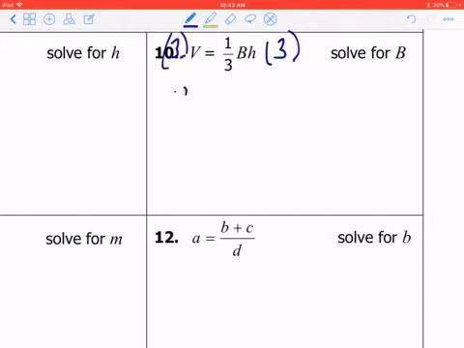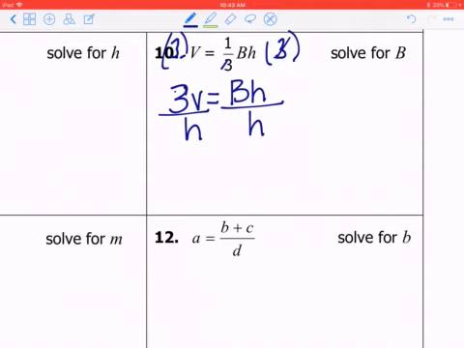Okay. Then I have 3b equals, b's cancel, and we're left with bh. I'm solving for b, so I need to undo the multiplication by dividing, and my answer equals b equals 3b over h.